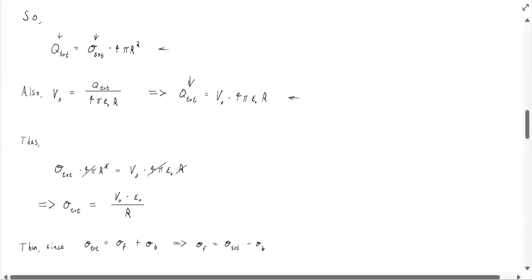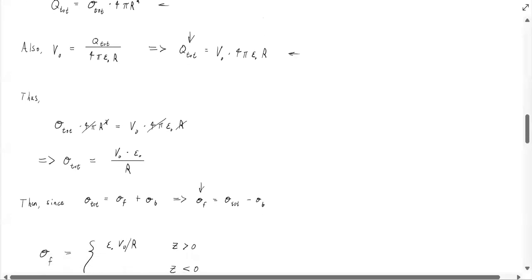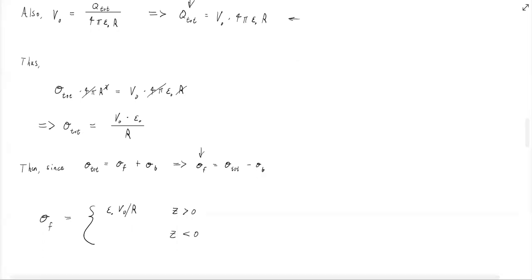With that, we note that the total surface charge is given by the free charge plus the bound charge. These are for our surface charges. So the free and bound charge is equal to the total surface charge. We can rearrange this equation to find what we're looking for, which is the free charge. This gives us two parts; it's a piecewise function. For z greater than 0, when we're out of the dielectric, there is no bound charge, so only the total charge will remain. That's what we have for z greater than 0.